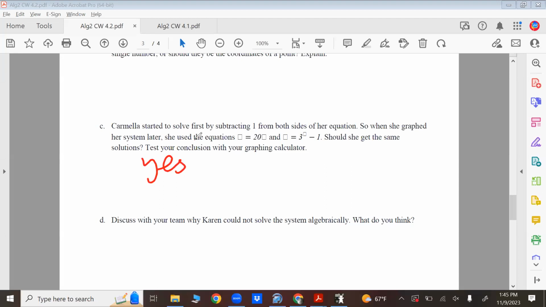And then discuss why she cannot solve the system algebraically. Well, how would you do that algebraically? 20x plus 1. Can you combine the x's? Yes, you can't combine the variables.